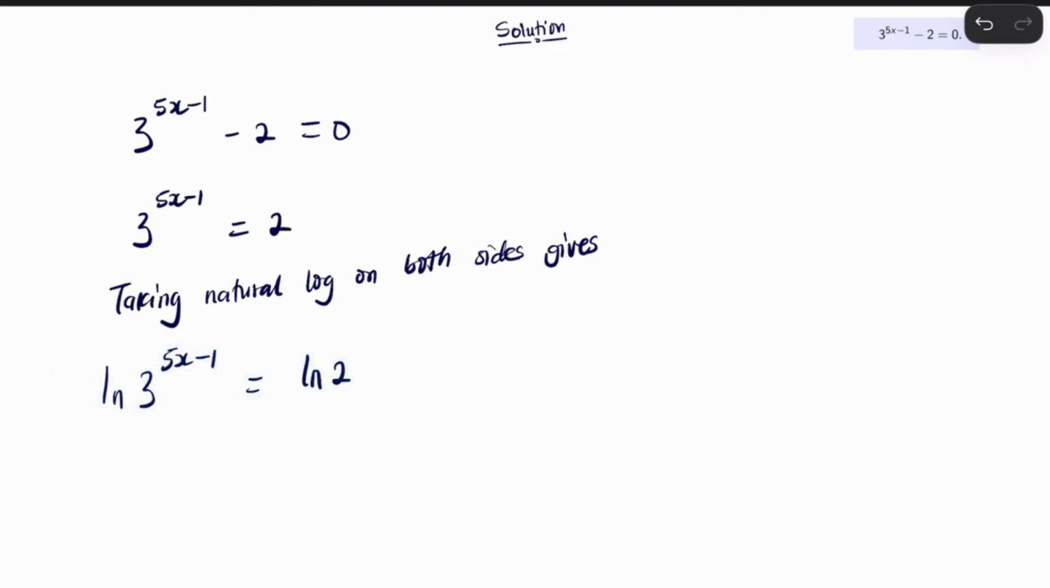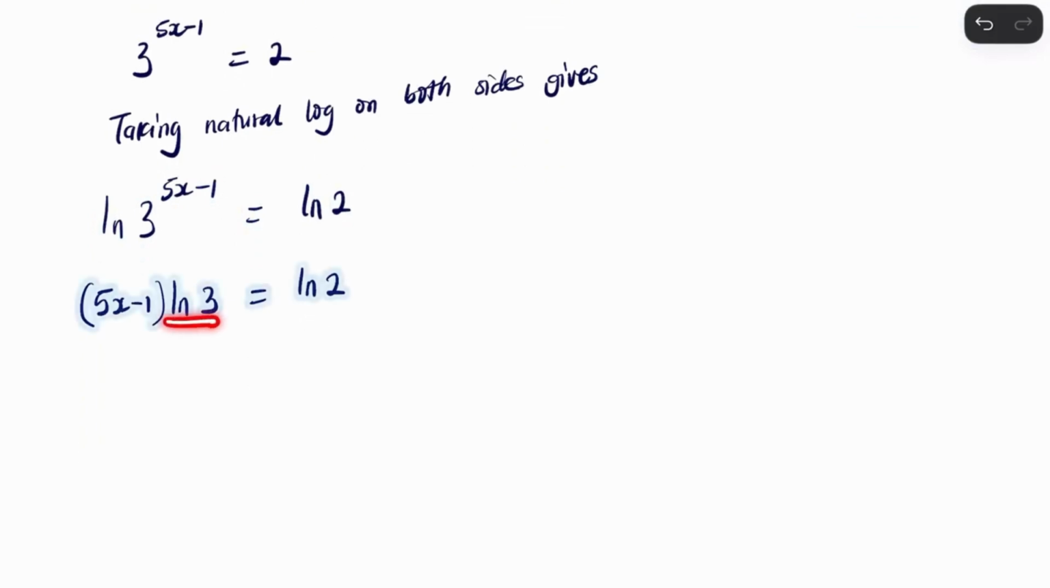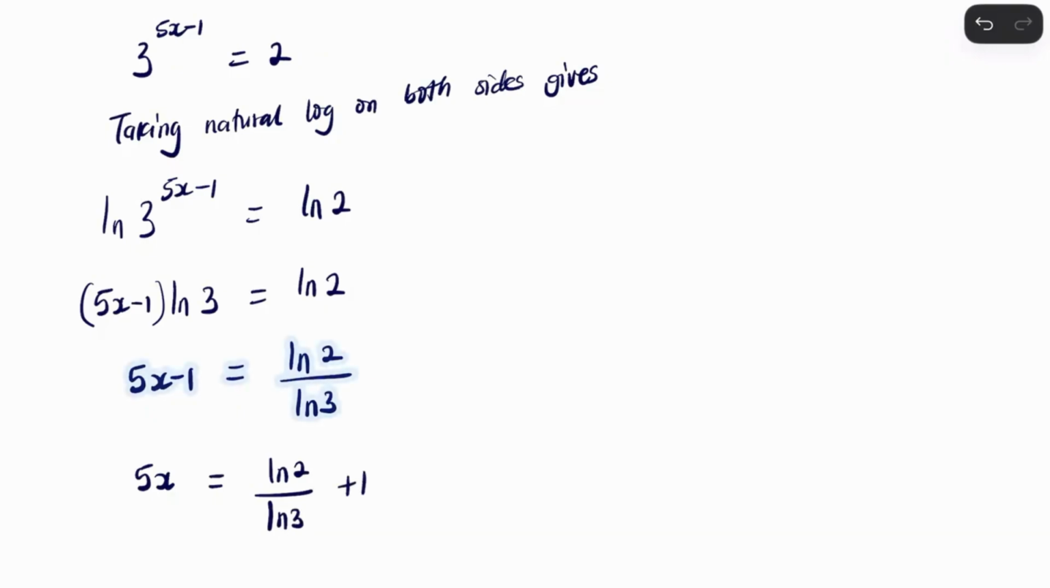And so we are going to have 5x minus 1 multiplying natural log of 3 is equal to the natural log of 2. So when we divide both sides by natural log of 3, we are going to have 5x minus 1 is equal to natural log of 2 divided by natural log of 3. So our focus is to solve for x. So we are going to move 1 to the right hand side. Thus we have 5x is equal to the natural log of 2 divided by natural log of 3 plus 1.